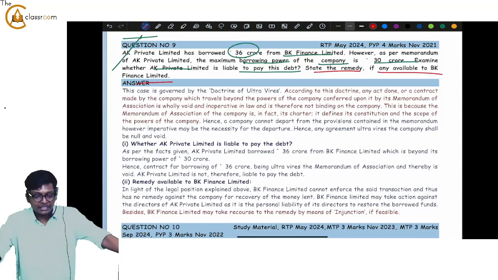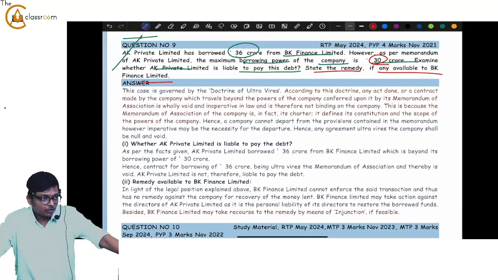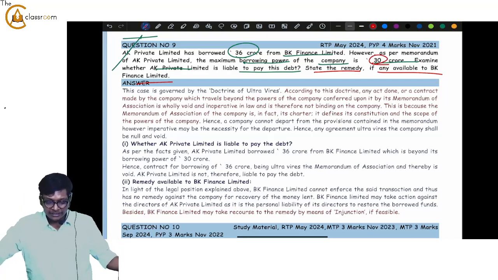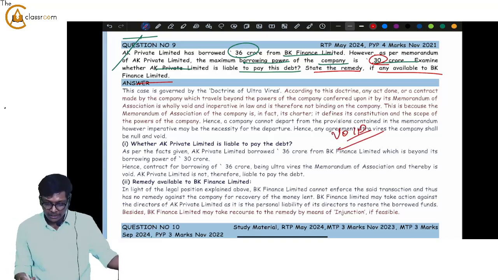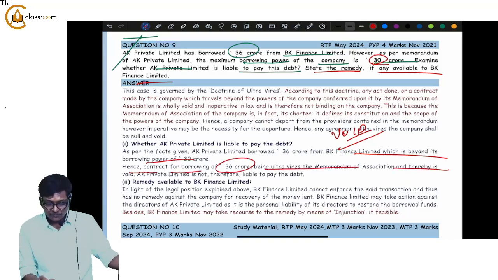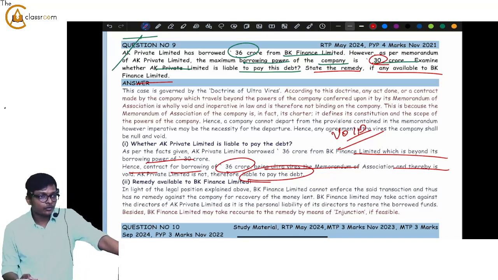What is the question? AK has borrowed 36 crores from BK. As per the memorandum, the maximum borrowing power is only 30. So what is this? Ultra vires. You have gone beyond the powers. Therefore, is the transaction valid? No, the transaction is void. It is beyond the power of 30. Hence the contract for borrowing 36 becomes ultra vires. Therefore, they are not liable to pay the debt. The transaction is not valid. Are you following, guys?